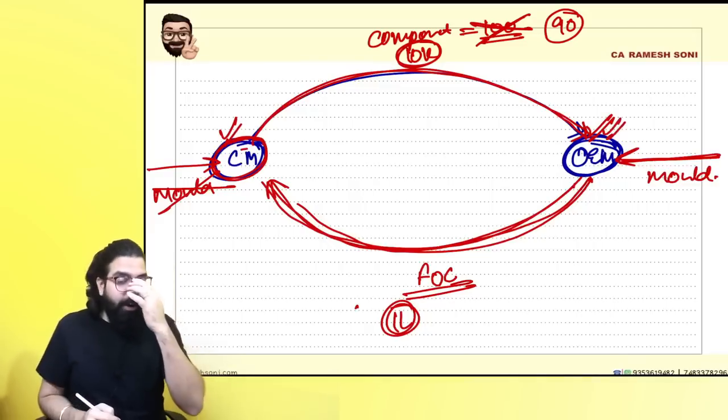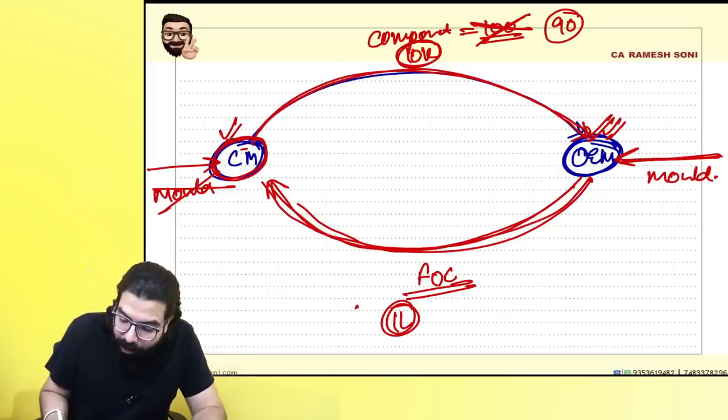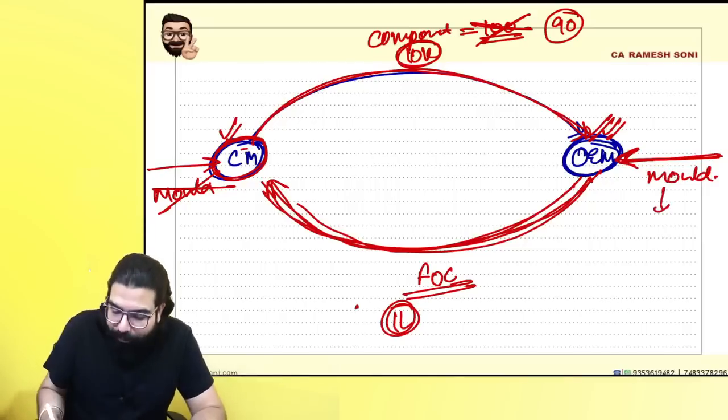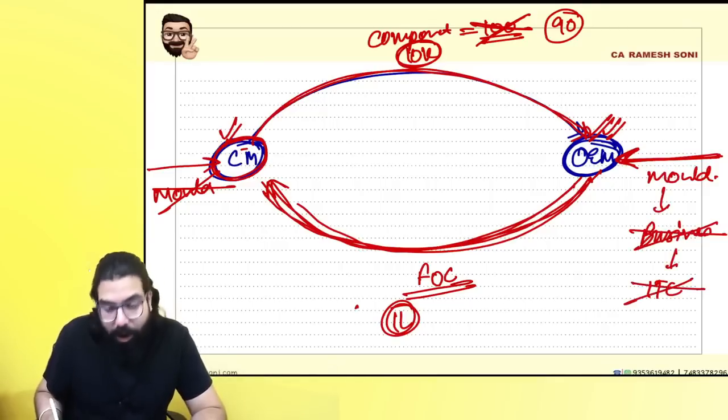And hence everyone, listen to me very carefully. The government is telling Ramesh, first of all, you bought the mold and gave it to him free of cost. Buying the mold was none of your business. It was not in the course of your business, and hence we will not give you the ITC.